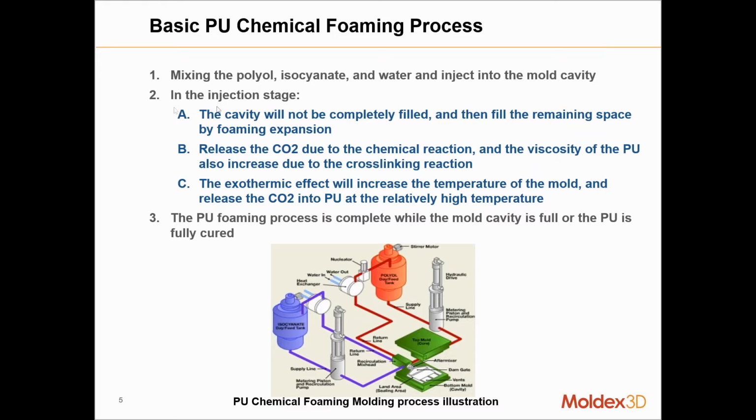So in the injection phase, there's pretty much three stages. First, we're going to fill the cavity with a certain volume of this mixture. We're not going to fill it completely, usually about 60 to 70%. And the remaining space is going to be filled by the foaming expansion. The release of the CO2 in the chemical reaction is going to cause the viscosity to increase due to the cross-linking of the thermoset polymers.